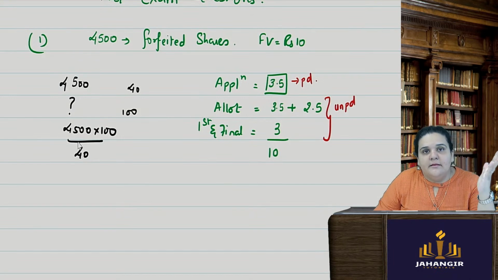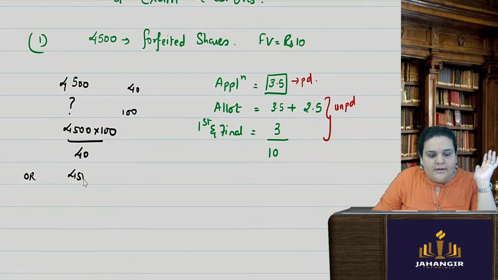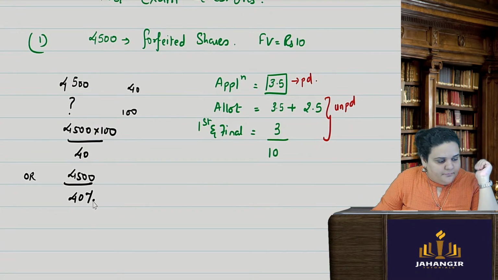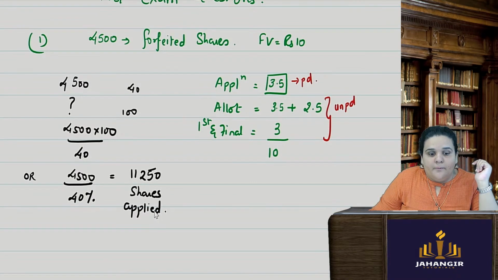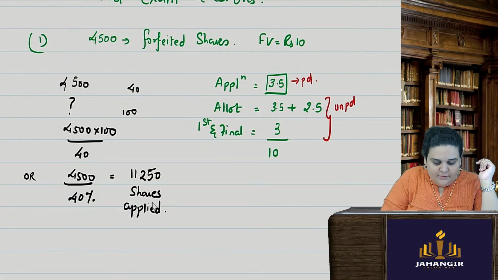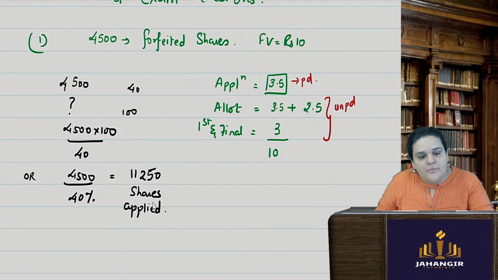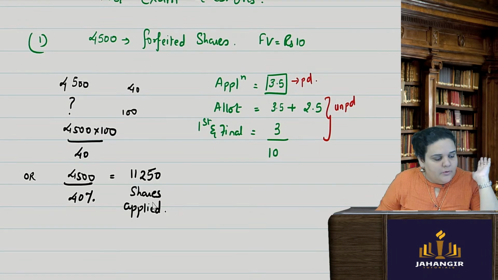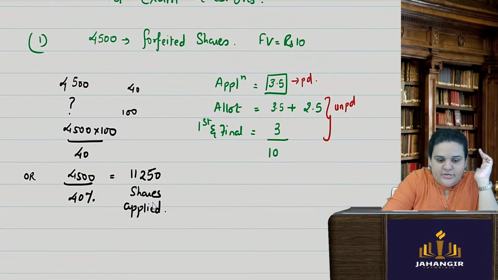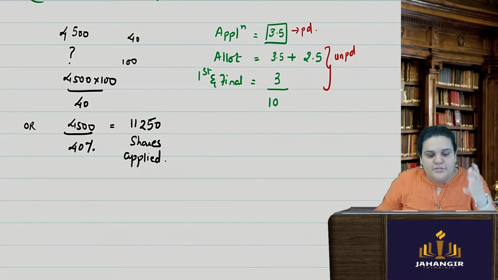Or directly, you can do 4,500 divided by 40%. You will get 11,250. That means shares applied are 11,250. If you do 11,250 into 40%, you will get 4,500. Applied shares are 11,250 but allotted are only 4,500 shares.